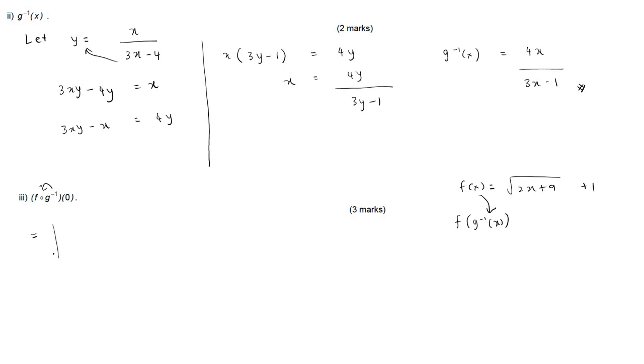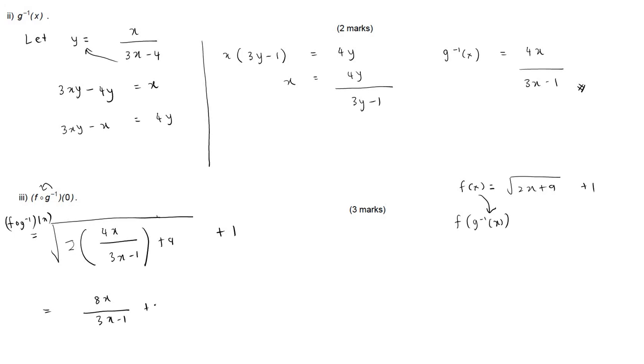So, 2. Okay, instead of x, ganti dengan g inverse, which is 4x over 3x minus 1, then plus 9 plus 1. Okay, untuk x. Okay, boleh simplify 8x over 3x minus 1 plus 9 plus 1.